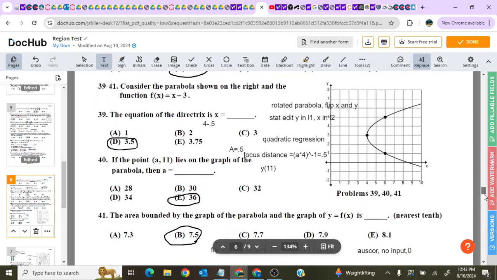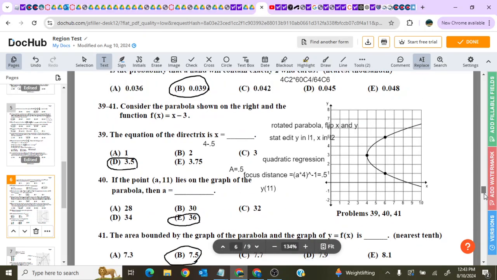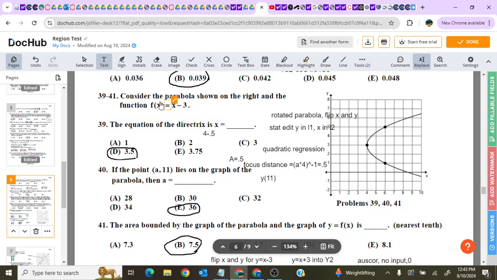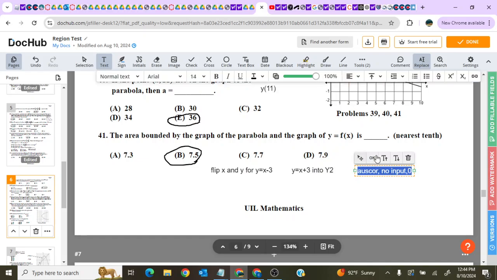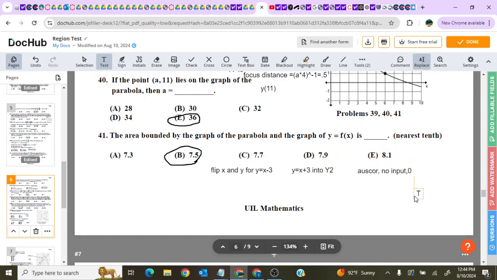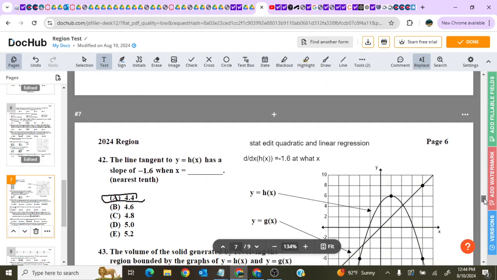41. The area bounded by the graph of the parabola and y is equal to f of x is what? Well, this y and x still needs to be flipped. X is equal to y minus 3. So that means that y is equal to x plus 3. Put that into y2, and you can use our auxiliary program now. It'll find the intersections just fine. And then your line of revolution is not relevant for this question. And we can move on.